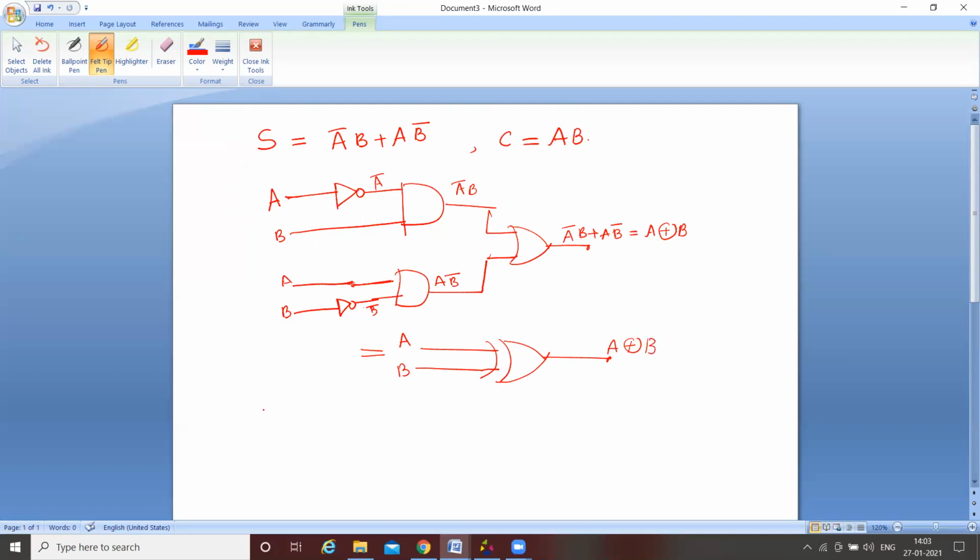Next, for carry, the expression is C is equal to AB. So this can be written as sum S, and this is A from this line and B from this line, and this is C. This is the half adder. We constructed the half adder combinational circuit.